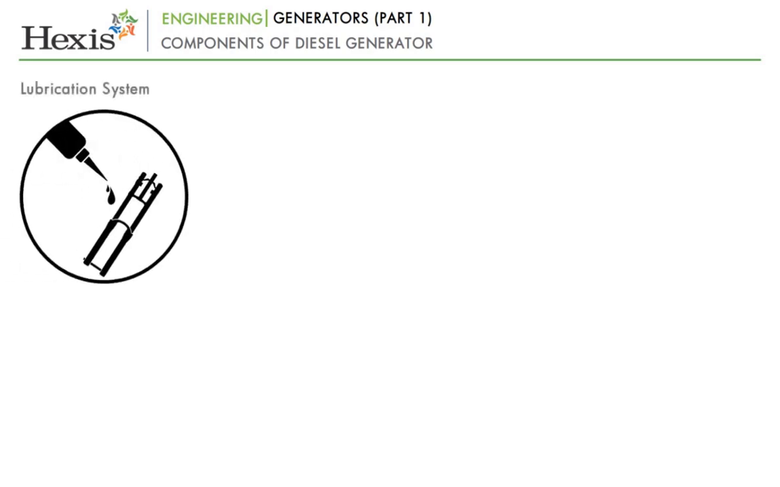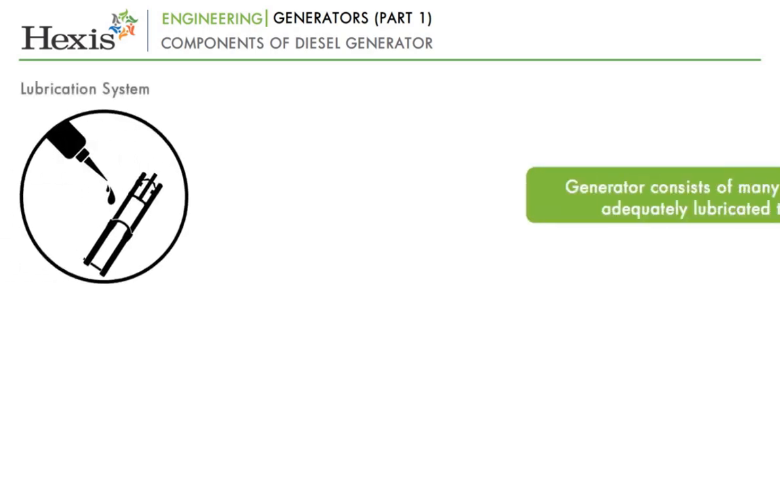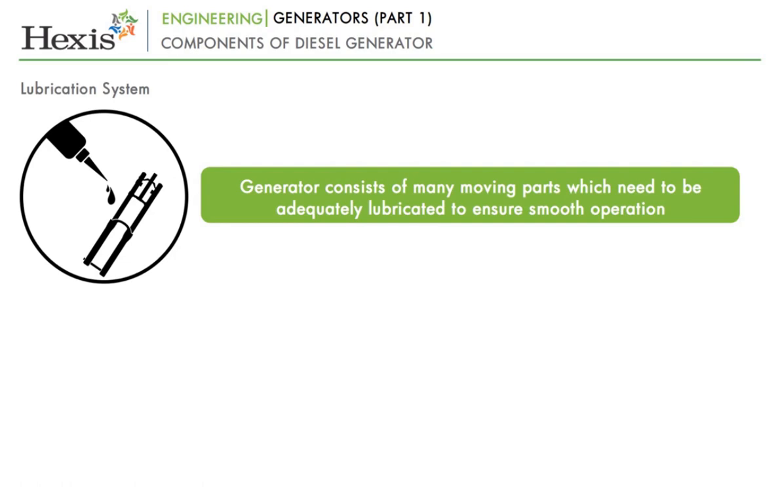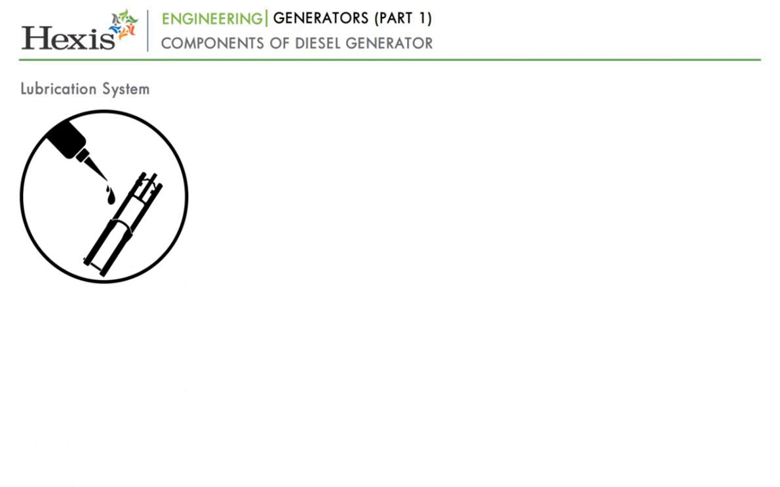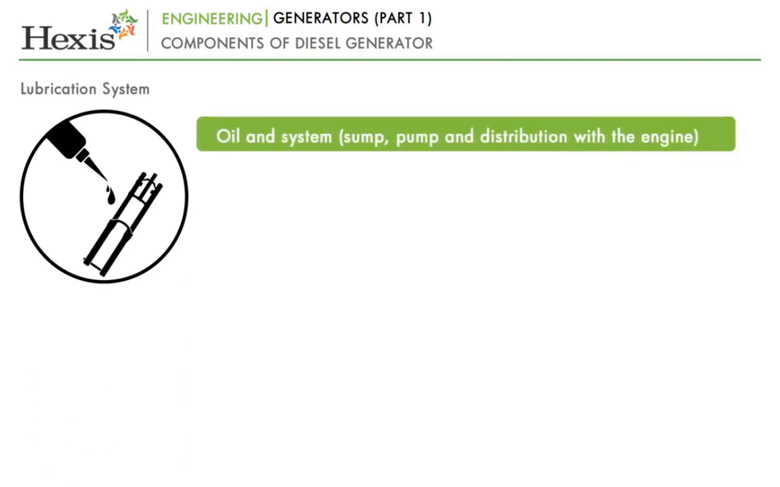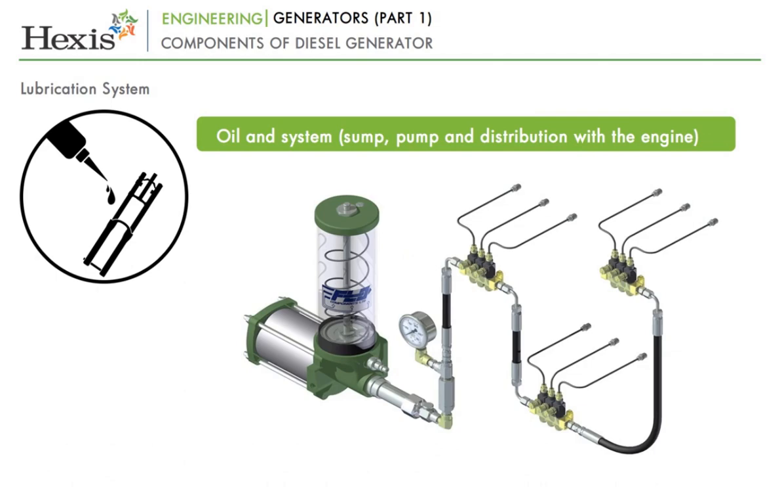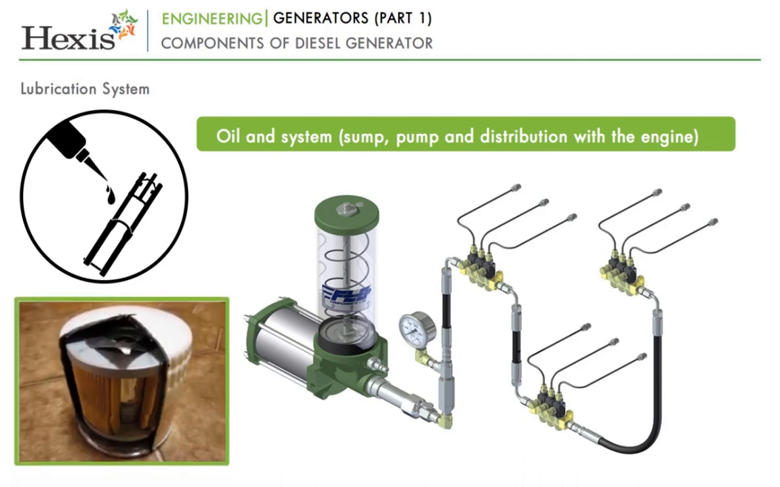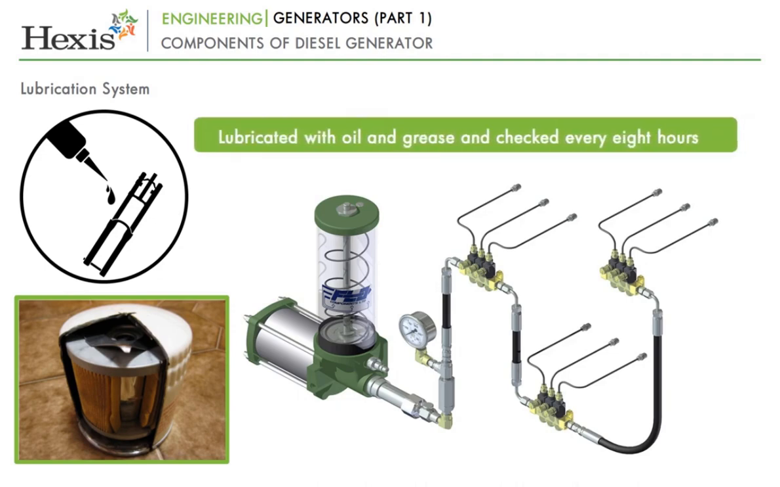Next, let's take a look at the lubrication system. Since the generator consists of many moving parts, they need to be adequately lubricated to ensure smooth operation. The lubrication is done using oil and a system comprising a sump, a pump, and distribution within the engine, which lubricates the various moving parts and cools them as well. The oil may pick up dirt particles due to friction between the parts. Therefore, it needs to be filtered before being used again. The engine is lubricated with oil and grease, which needs to be checked after every 8 hours of operation.